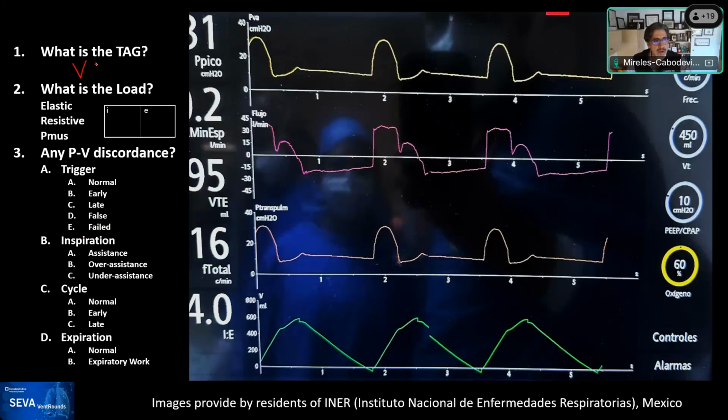So absolutely, all of those are great keys, and I appreciate even more the fact that Arcel was looking at the waveforms and not at the tidal volume, because that would be an easy thing to get erroneous. Then you would say, oh, the tidal volume is set, but we know that there are modes where we set the volume under pressure control, so that is not your item. So great. What is the load? Elastic resistive PMOS.